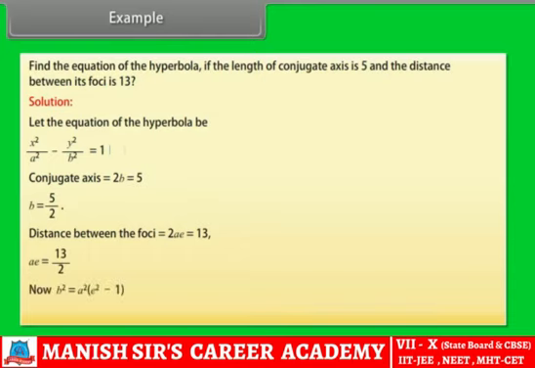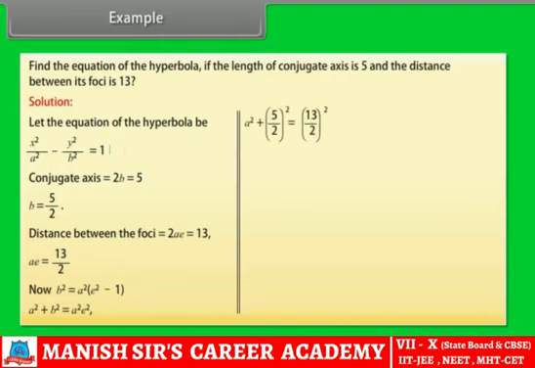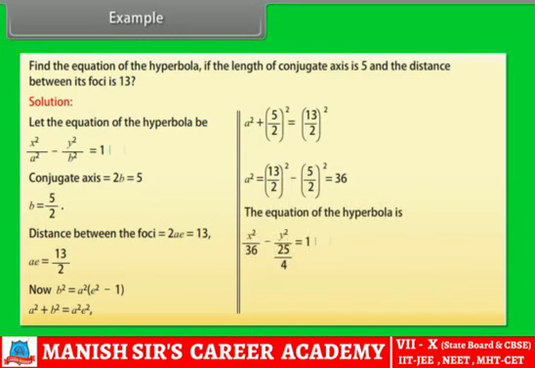Now, b square is equal to a square into e square minus 1. So a square plus b square is equal to a square e square. A square plus 5 by 2 whole square is equal to 13 by 2 whole square. A square is equal to 13 by 2 whole square minus 5 by 2 whole square is equal to 36. The equation of the hyperbola is x square by 36 minus y square by 25 by 4 is equal to 1. That is, x square by 36 minus 4y square by 25 is equal to 1.